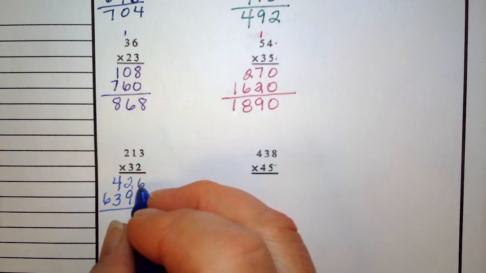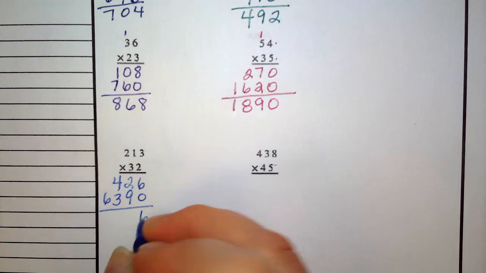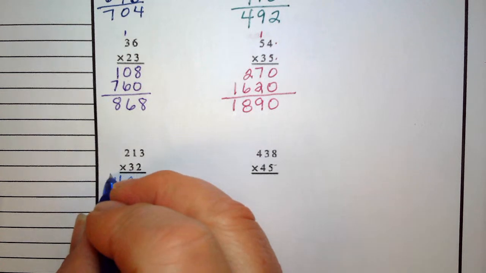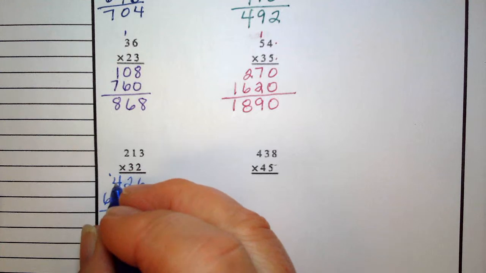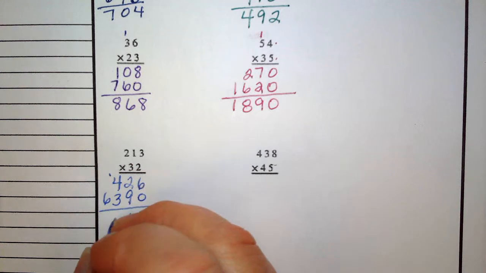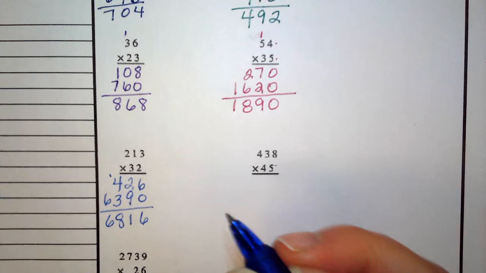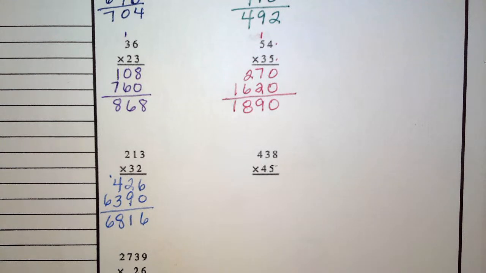Add straight down. 6 plus 0 is 6. 2 plus 9 is 11. I'll put the 1 down here and I'll carry the 1. 1 plus 4 is 5. 5 plus 3 is 8. And then bring the 6 down because there's nothing to combine with 6. If you did not try that one on your own, pause right now and do the next one on your own.